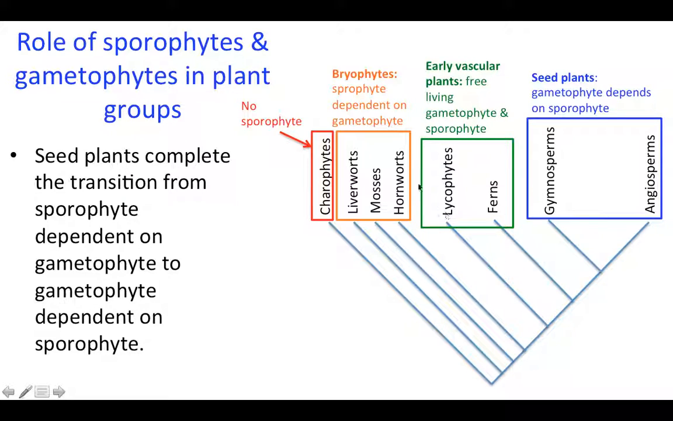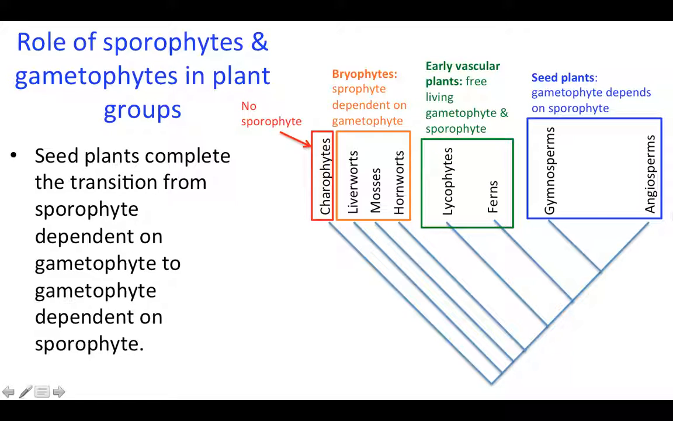In both of these groups, the sporophyte is dominant. It's the big plant, and the gametophyte is the small plant. So that's a small transition from the bryophytes to the early vascular plants. Now if we move on to the next group, we see another difference.